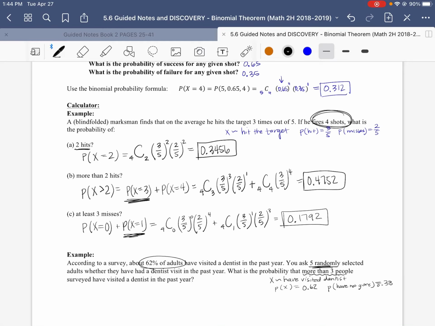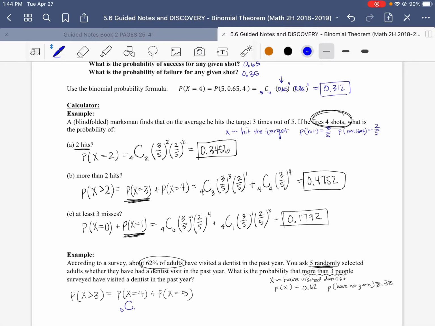Okay, so again, it says, what's the probability that more than 3 people, so the probability that X is greater than 3. Well, more than 3 people means at least 4 of the 5 he asked went, or it could be 5 went, right? So 4 or 5. So again, let's just plug this in. He's asking 5 people.